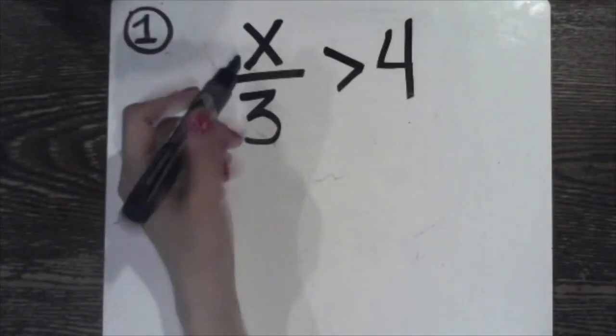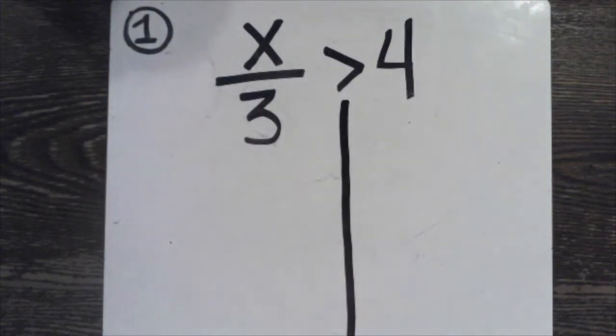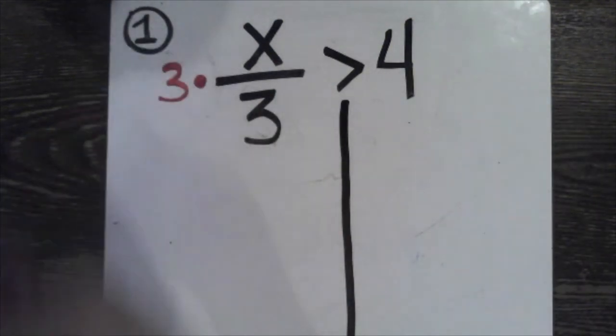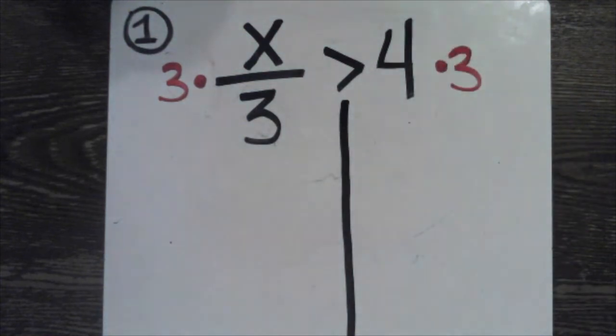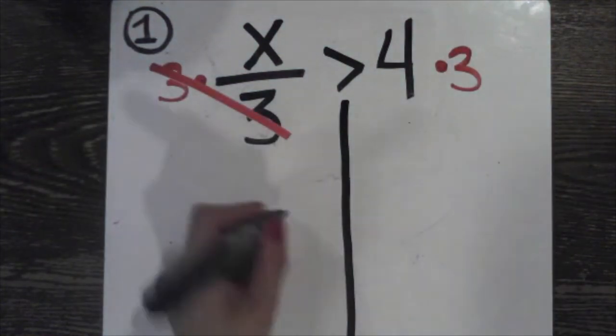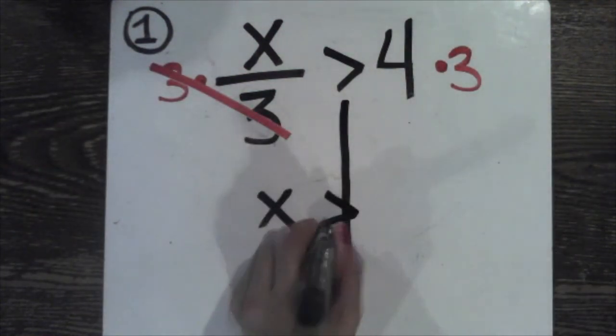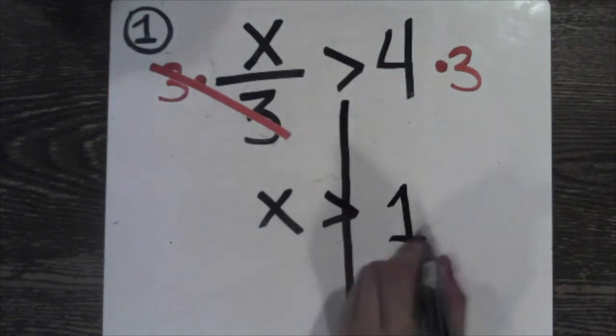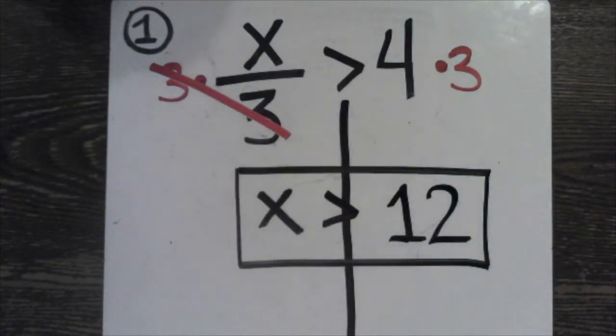Here we have x over 3 is greater than 4, with x on the left side, so I'm going to focus on the left side of my inequality. Because x over 3 is division, the opposite is multiplication, and when I multiply by 3 on both sides, I get x is greater than 12.